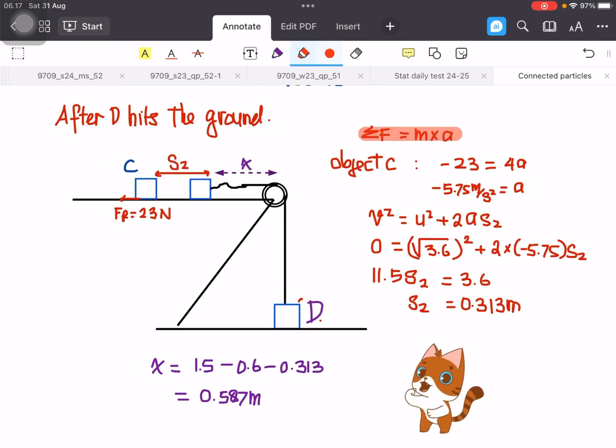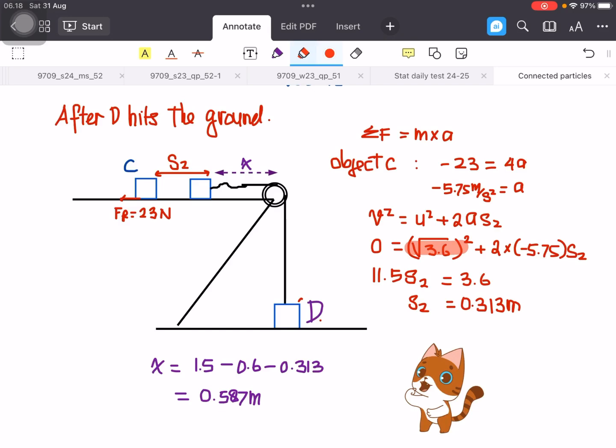So sigma F is equal to m times A on particle C. The equation becomes negative 23 equals 4A. So the acceleration is negative 5.75 meters per second squared. The negative sign means that now particle C decelerates. And then again, using the same formula, V squared equals u squared plus 2as, we can find S2, the distance traveled by particle C until it stops.